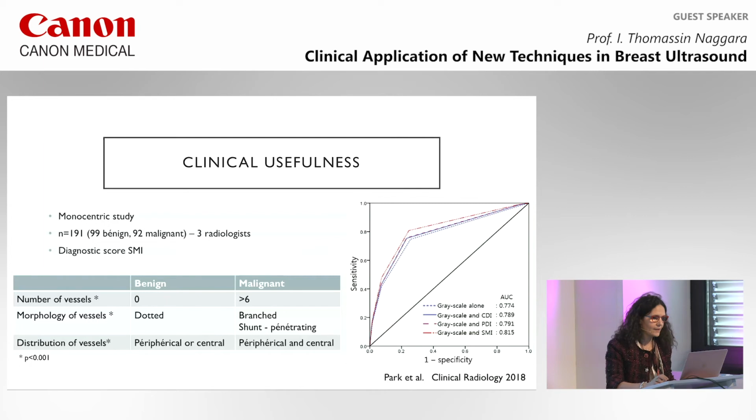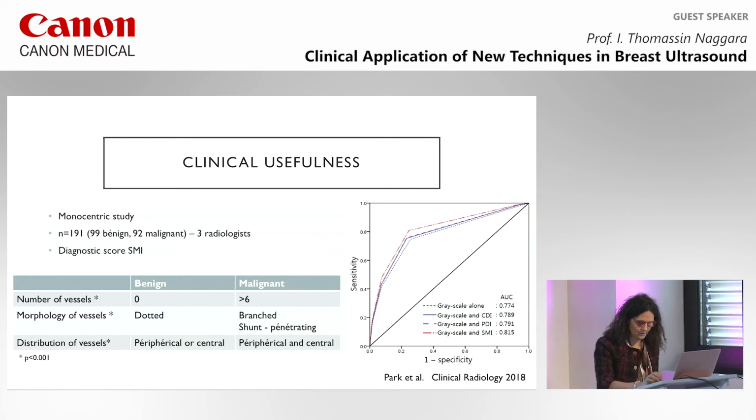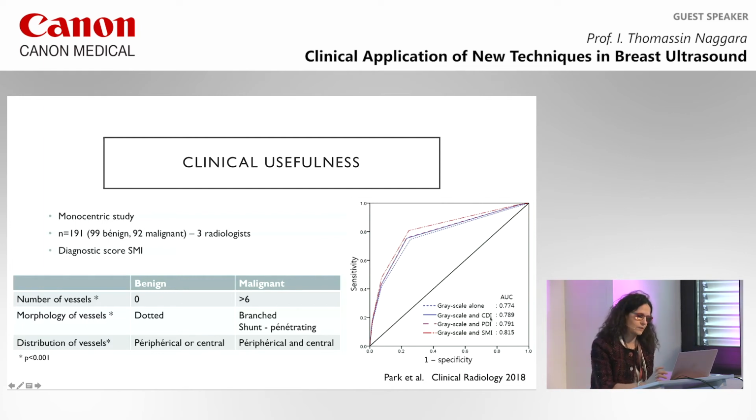You have a benign lesion when there are 0 vessels, or when the vessels are dotted vessels, and when the distribution is peripheral or central, and malignant when you have more than 6 vessels, branched with shunt and penetrating the lesion, and the location in the periphery and the center of the lesion. And you can see that the performance is good, and it's better when you add B-mode with SMI in comparison with B-mode with typical color Doppler and B-mode alone.